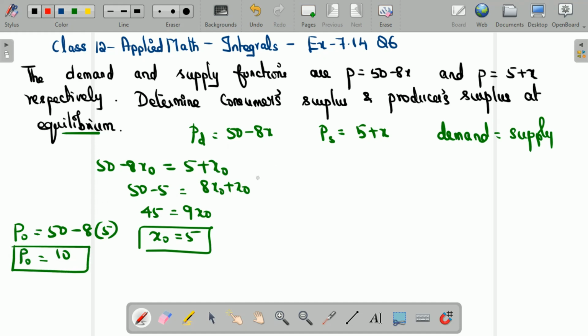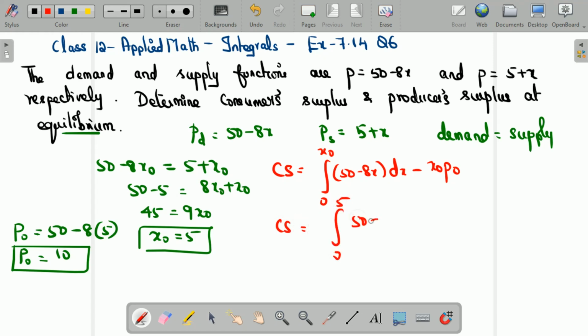Now let's find the consumer surplus. Consumer surplus is the integral from 0 to x naught of (50 - 8x) dx, then minus x naught P naught. So CS is the integral from 0 to 5 of (50 - 8x) dx, and then minus x naught into P naught, which is 5 into 10, 50.